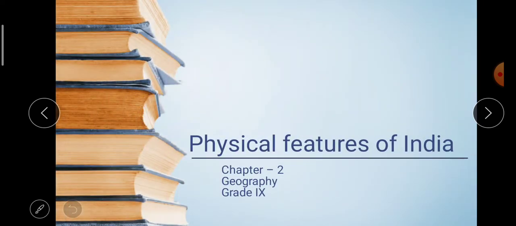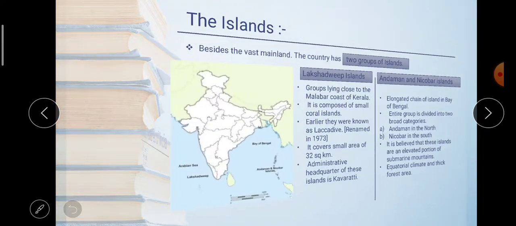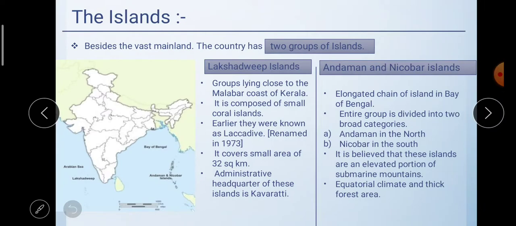Today we'll study the last part of the chapter Physical Features of India. It is the second chapter of the Geography book of grade 9. And today we'll study the islands. It is the last major physiographic division of India, the islands. Besides the vast mainland, the country has two groups of islands, the Lakshadweep Islands and the Andaman and Nicobar Islands. We'll study them one by one.